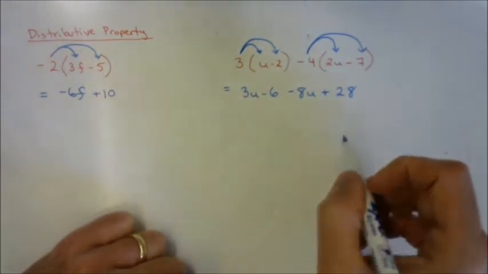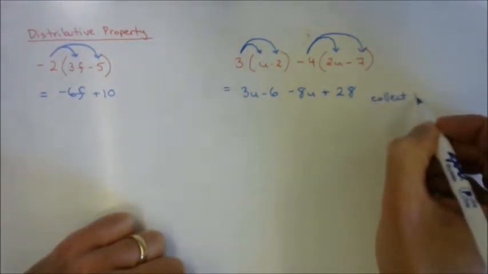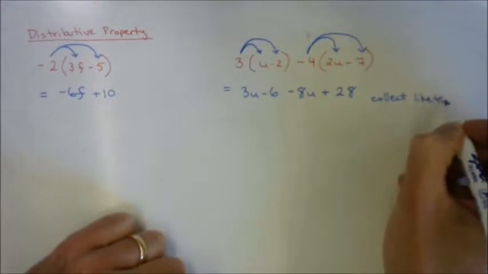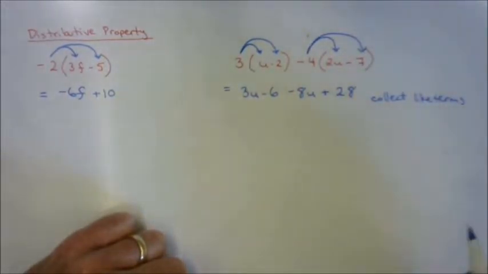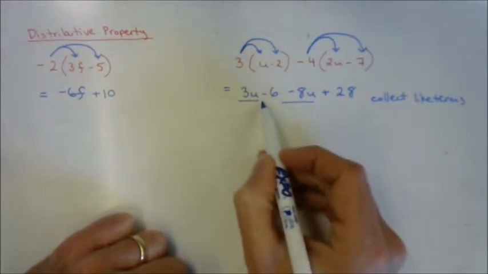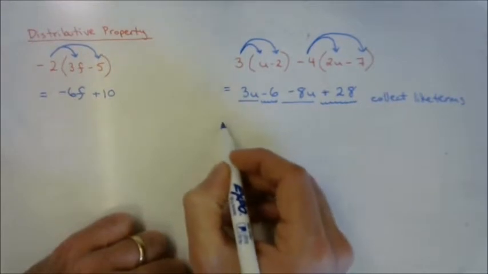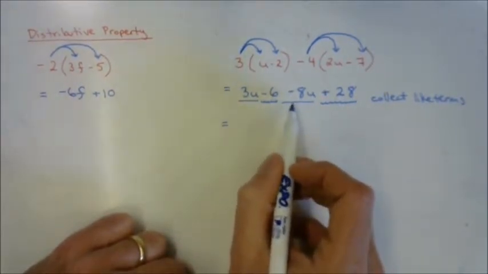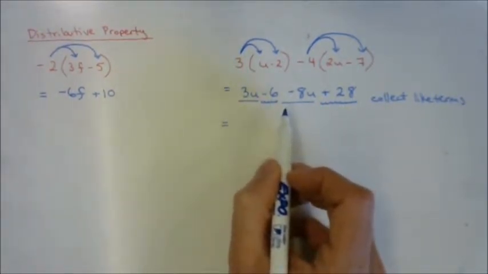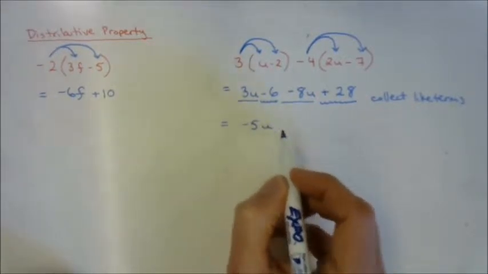Now, what's the next step that we can do here? You can collect the like terms. I have a 3u and a negative 8u. I have a constant negative 6 and positive 28. So 3u minus 8u is how many u's? Negative 5 u's. And what's the constant?